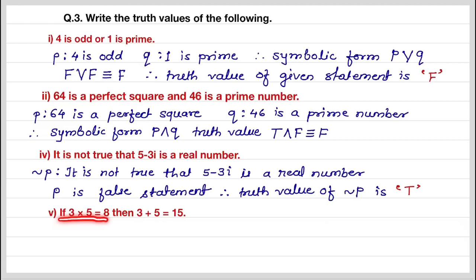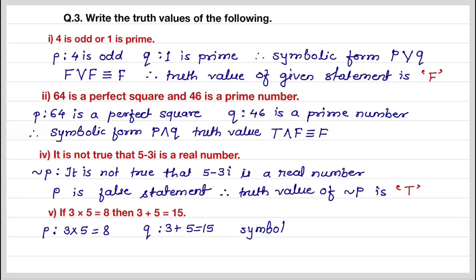Example number 5. If 3 into 5 is equal to 8, then 3 plus 5 is equal to 15. Here the logical connective used is if-then. That means it is an implication. Separate statements: P is 3 into 5 is equal to 8, and Q is 3 plus 5 is equal to 15.